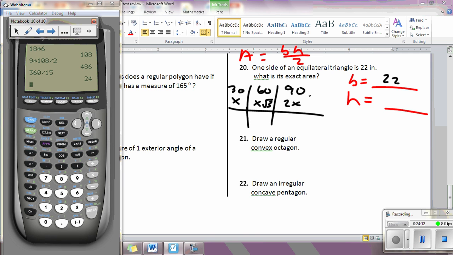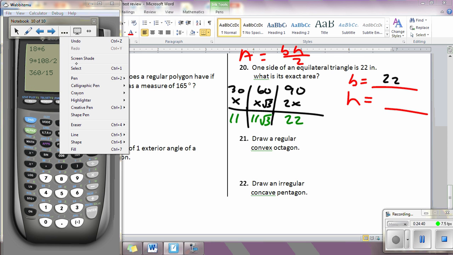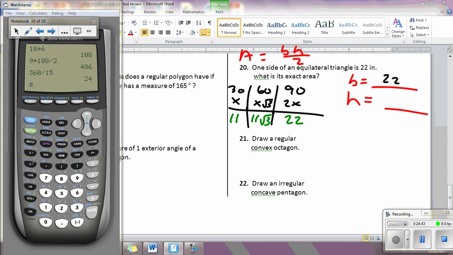So again, same thing. The one side that they give you is always going across from 90, so that's 22. Cut that in half. That's across from 30, so 11. So that means across from 60 is always going to be 11 root 3, because, again, take what's across from 30 and attach the root. And in this case, what is across from 60 represents the height of this triangle. So my height is 11 root 3. So now we'll put everything where it belongs. My base is 22. My height is 11 root 3. And it's over 2.